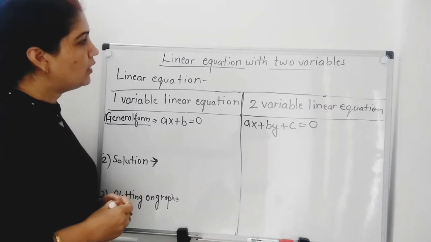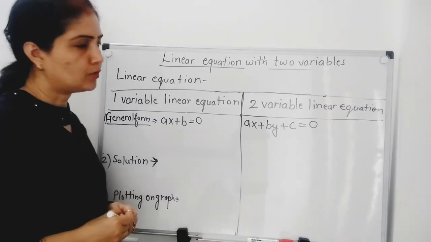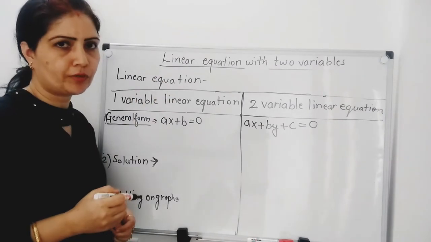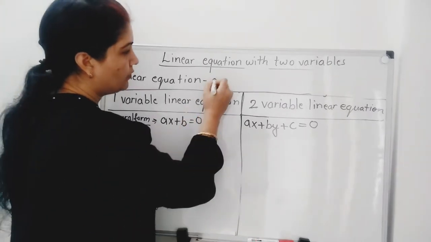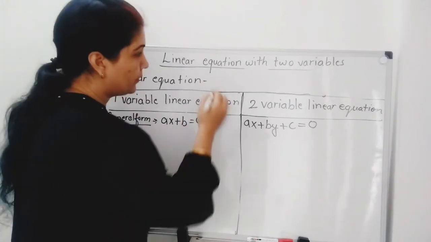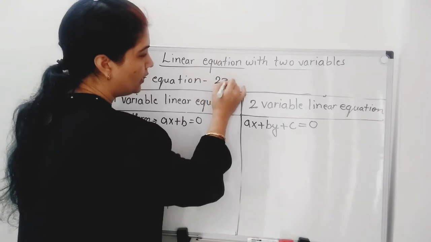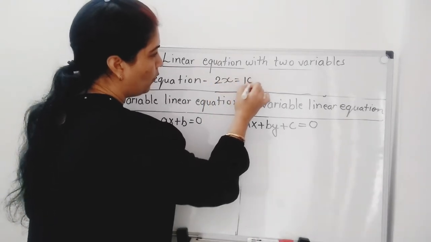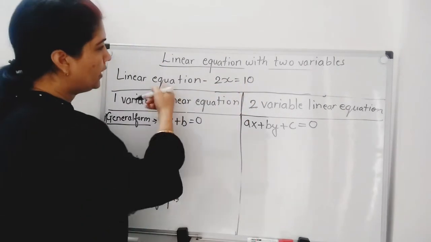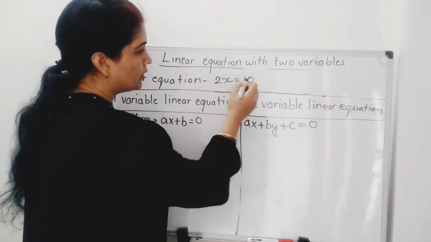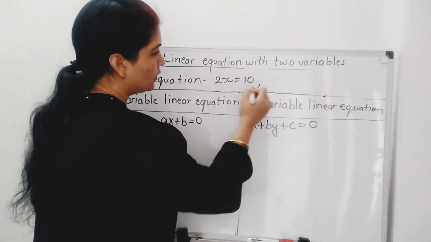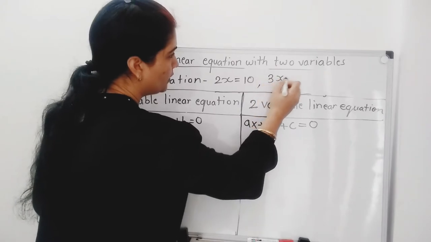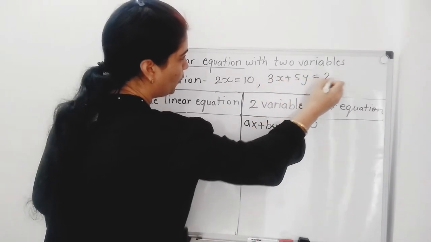Today we are going to see linear equation with two variables. So before going ahead, we will see what is linear equation. In any equation, if the degree of that equation, or the highest power of the variable, is 1, then it will be called a linear equation. Here is an example: 2x is equal to 10. It's one example, or we can say 3x plus 5y is equal to 20.